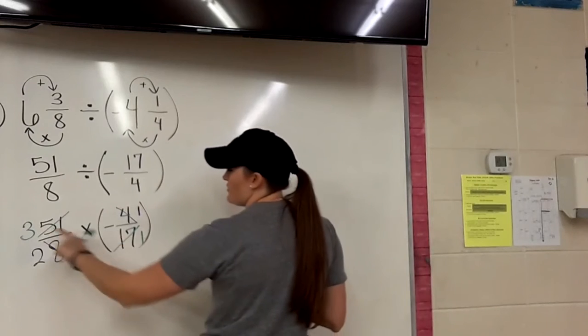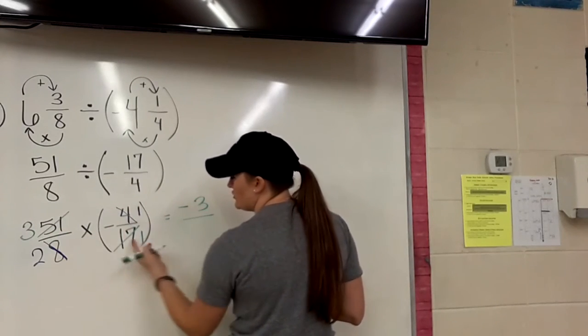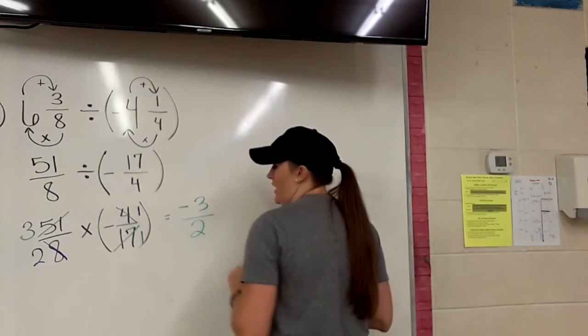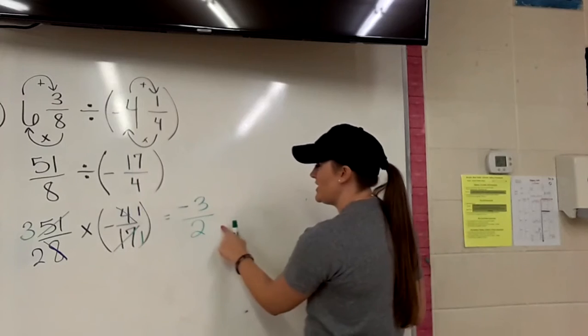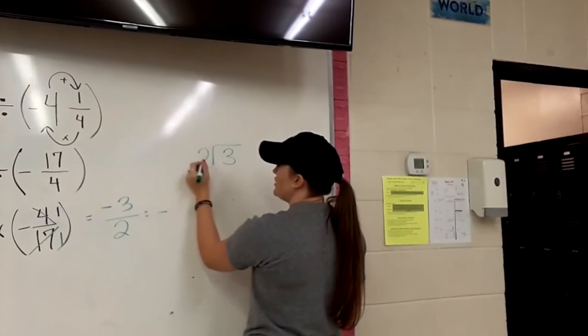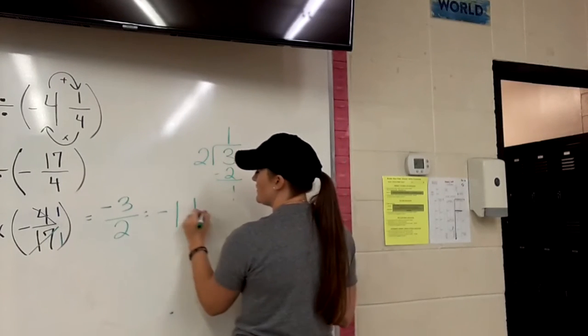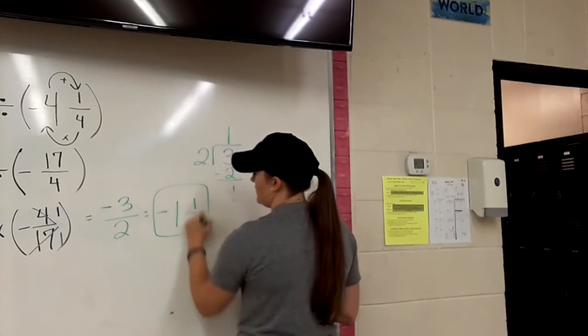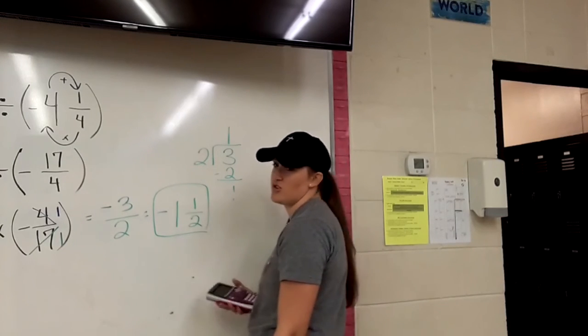So on top, I have 3 times negative 1 now, which is negative 3, over 2 times 1, which is 2. If the top is bigger, we're not done. But this one's pretty easy because we know it's going to be negative. 3 divided by 2, 2 goes into 3 one whole time, and you get 1 left over out of 2. Negative 1 and 1/2 is our answer on that one.